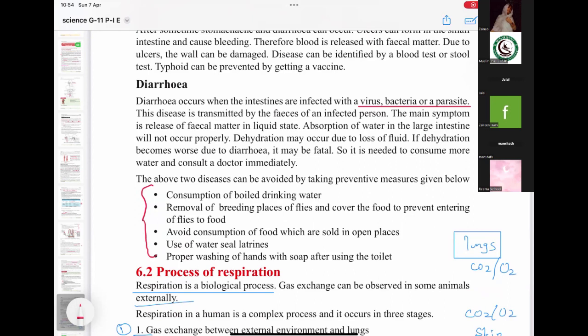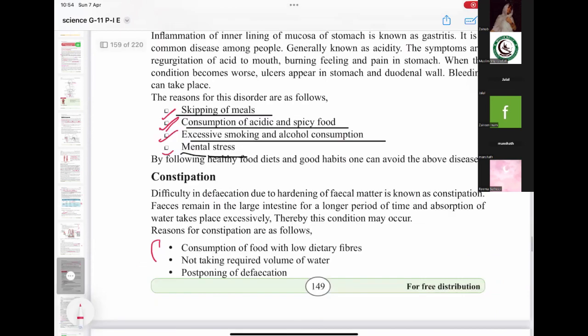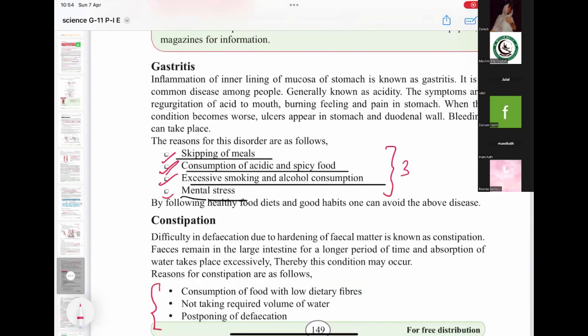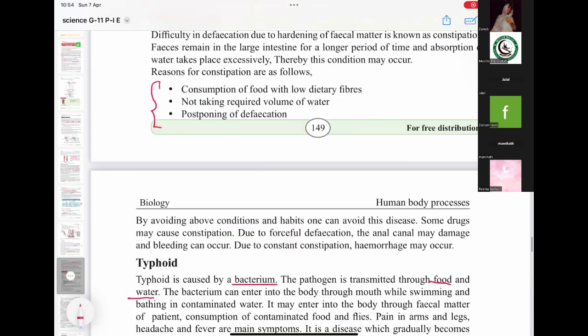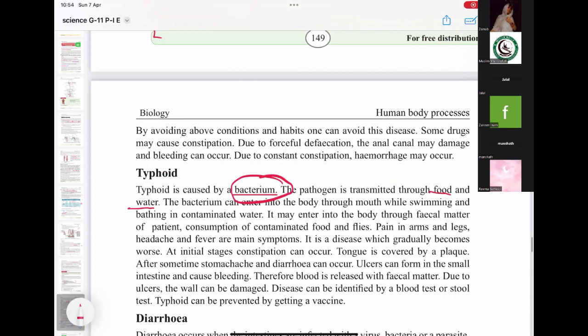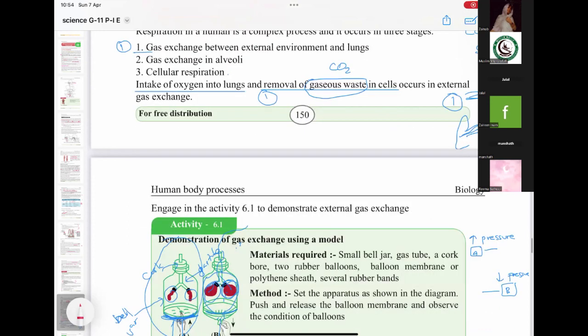But I'll say what is important. You have to remember at least 3 here. You have to remember 2. You have to remember again 3. Also remember typhoid is caused by a bacteria. Diarrhea can be caused by virus, bacteria or parasite. And you should know dehydration can occur by diarrhea. So that is for your digestion.